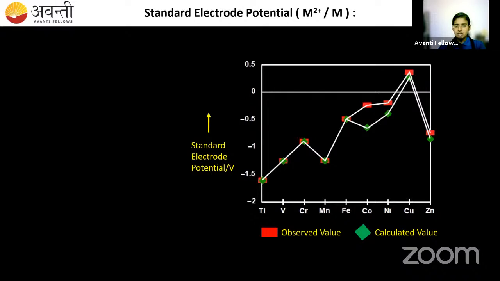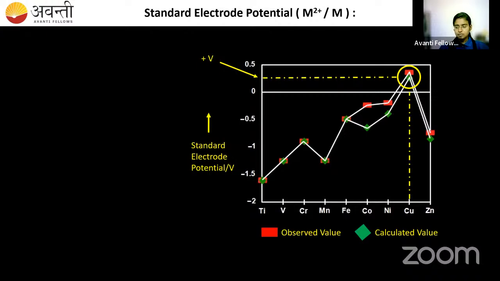So you are seeing a graph in front of you, right? On the y-axis we have the electrode potential value for each element, and on the x-axis we have the 3d series from titanium till zinc. The red color points are the observed values, and the green diamond-shaped points are the calculated values. In this graph, copper has a positive standard electrode potential value, whereas the other elements have only negative values. Only copper has a positive electrode potential value.